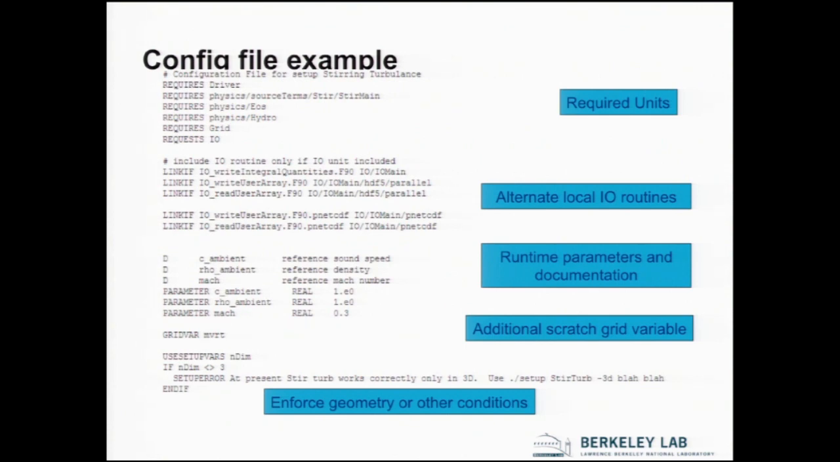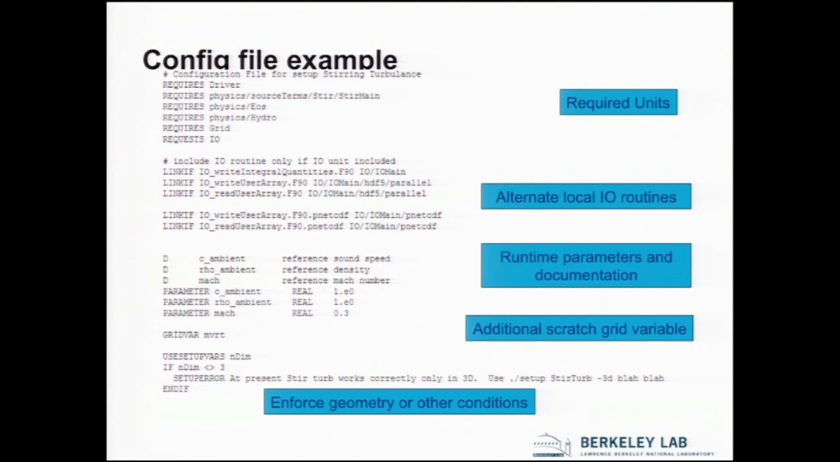And then it is saying that if I/O is included, then it wants to be able to write the integrated quantities. If the I/O is parallel, then it wants to be able to write user arrays, and also read user arrays. These two will not be included if the I/O was running in serial mode, not in parallel mode. This is too much detail, so let's not go into it.